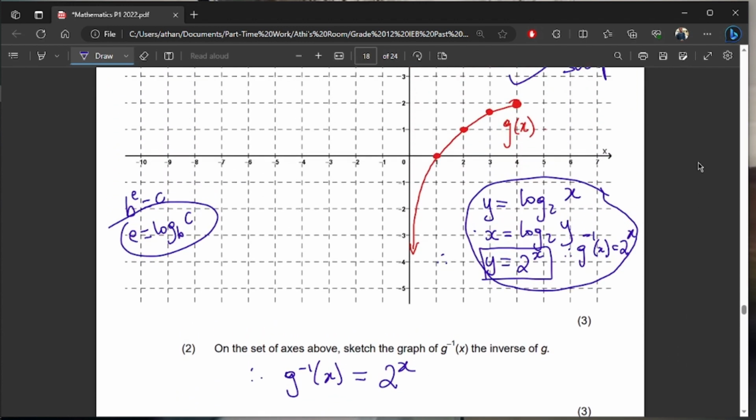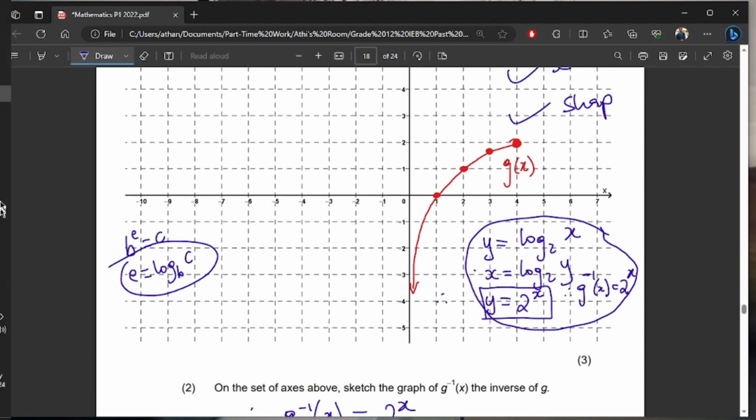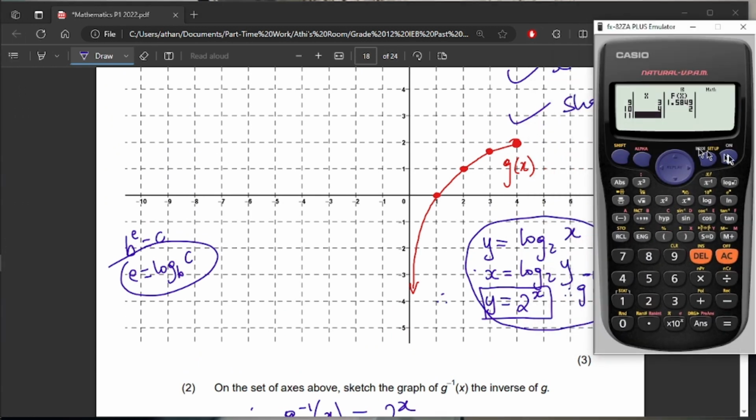Now we have to graph that. We have to put that in a calculator. So I'll just say it's a new graph now. It's 2 to the power of x. Let's start from 0. Let's end at 4, step by 1.